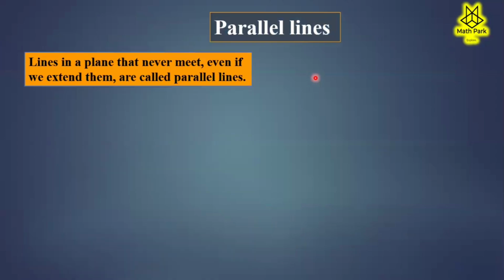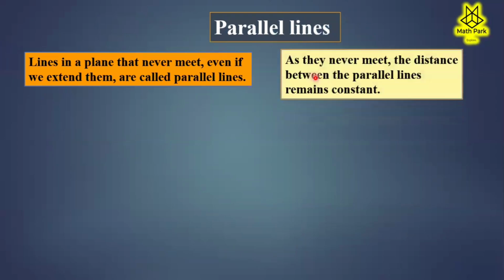So let's first understand what are parallel lines. Lines in a plane that never meet even if we extend them are called parallel lines. As they never meet, the distance between them remains constant. The distance between the parallel lines always remains constant.